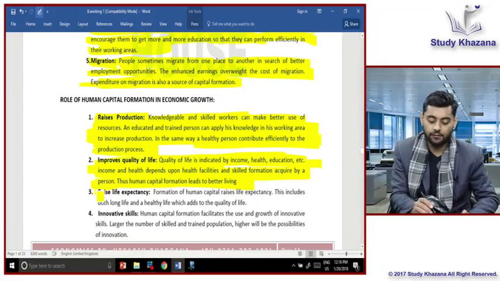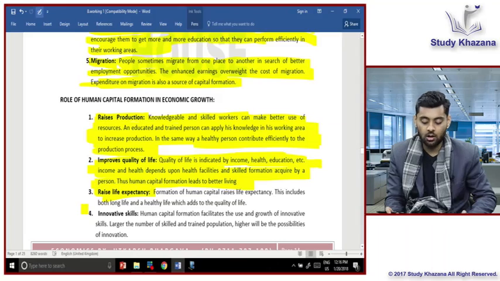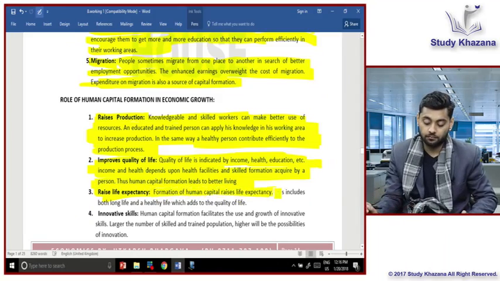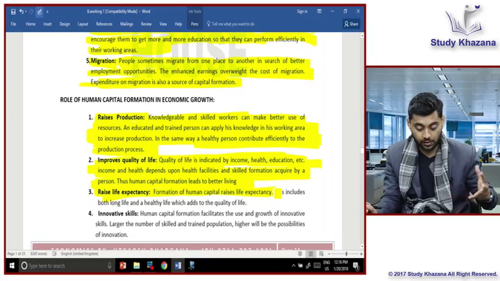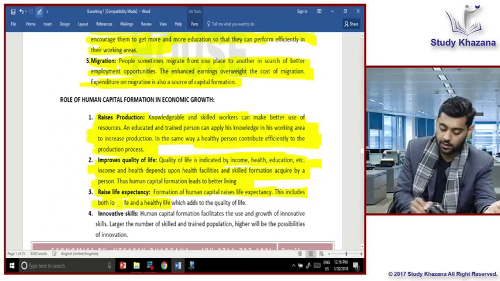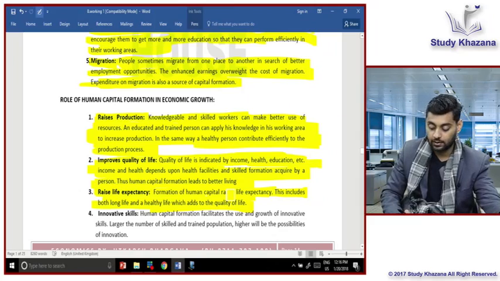So, raises life expectancy. Good human capital raises the life expectancy. Formation of human capital raises life expectancy. कि कहीं ना कहीं उससे लाइफ एक्सपेक्टेंसी को बहुत बढ़ा देता है. This includes both long life and a healthy life, which adds to the quality of life. Simple. Fine.